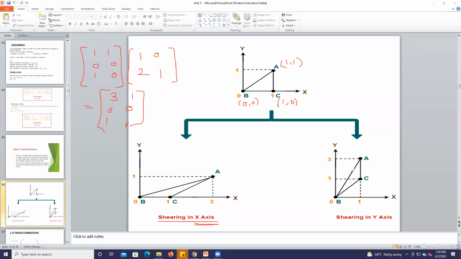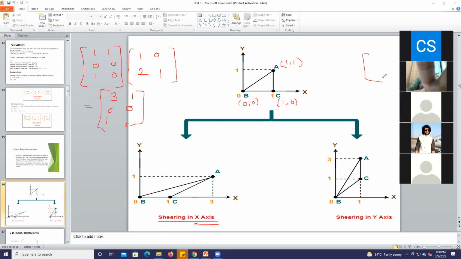Ma'am, 1, 2, 0, 1. Very fine. Correct. Because the off diagonal elements are responsible for shearing. So here we will have the x value, the diagonal elements are 1, 1, and here we will have 2, and here we will have 0. So that is about shearing along y direction.